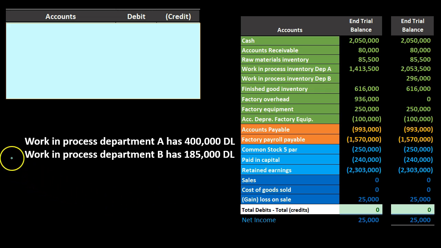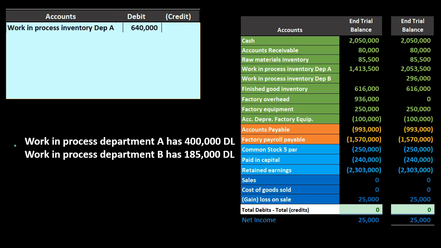And then if we use that, we can look at our work in process. Department A has 400,000 direct labor, and work in process Department B has 185,000 direct labor, because we can determine the direct labor and we know what that number is, and we're going to use that number to apply out the overhead between Department A and Department B.